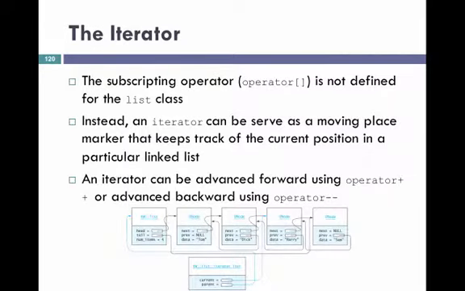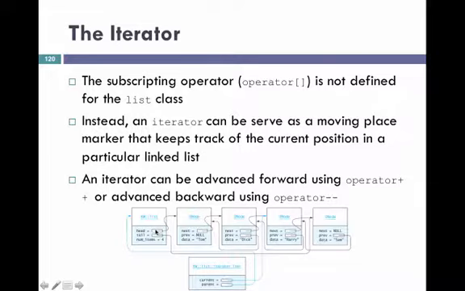Now, the subscripting operator that you use with arrays and vectors is not defined for the list class. So instead, an iterator serves as a moving place marker. It keeps track of the current position in a particular linked list. And then the iterator can be advanced forward using the overloaded plus plus operator, or it can be moved backwards using minus minus.